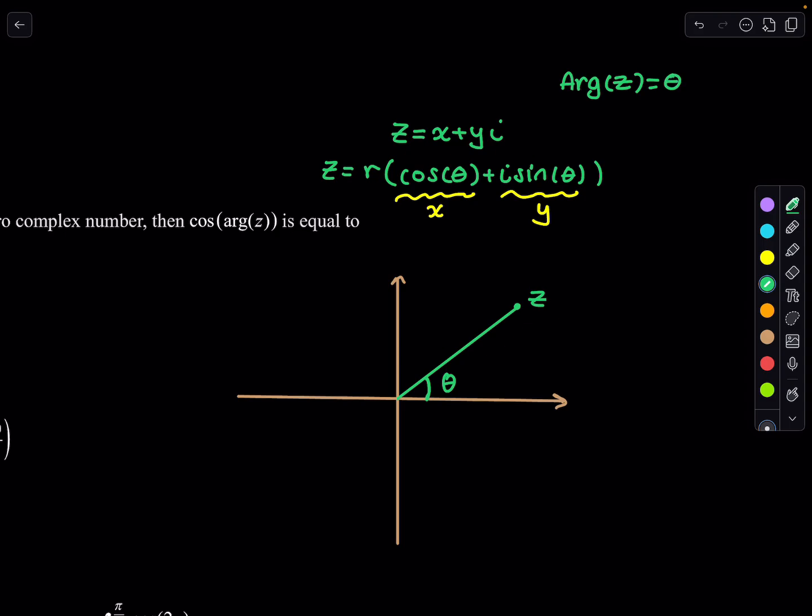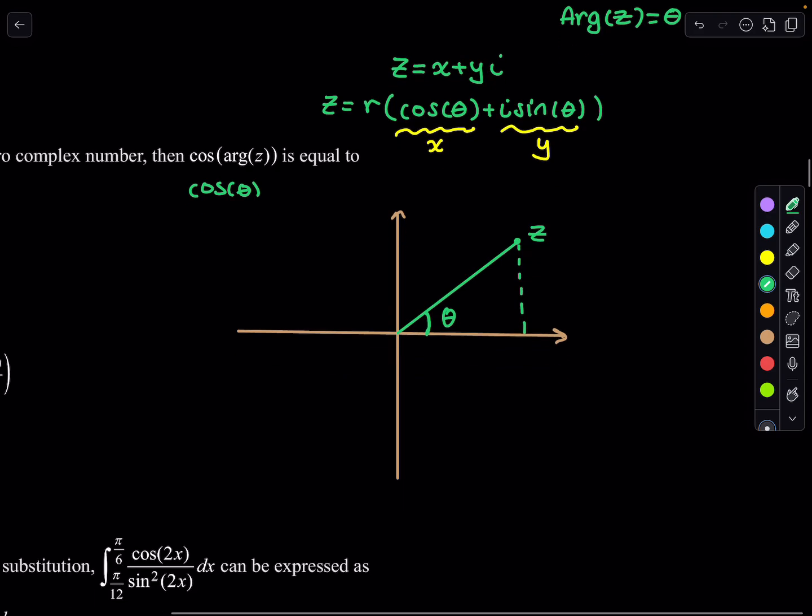So what we're saying is, find cos arg of z. Since arg of z is theta, we're just trying to find cos theta. That's what we're actually trying to find, which is not hard, because breaking it down, you remember this is x. x is our cosine here, and of course this here is the magnitude of z.